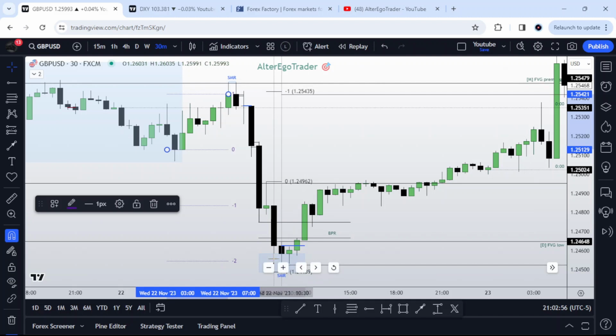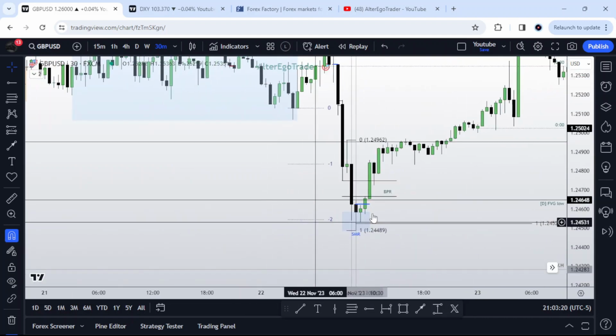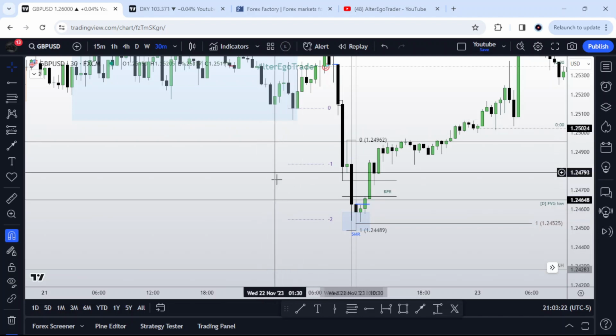So this low came in at this two standard deviation. I used the bodies of this 1 hour swing, right? I use the swing deviation from the body of the highest body to the lowest body, right? That I projected -1, -2, right? And that was within the daily fair value gap.